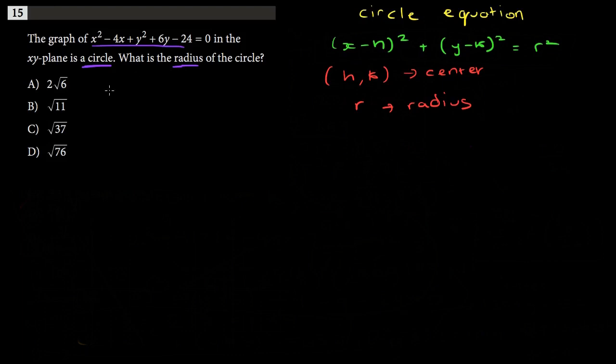You can use completing the square, and if you are familiar with that already, I recommend you click out of this video because we're not going to do that. We're going to use another less common method, which is minus b over 2a.